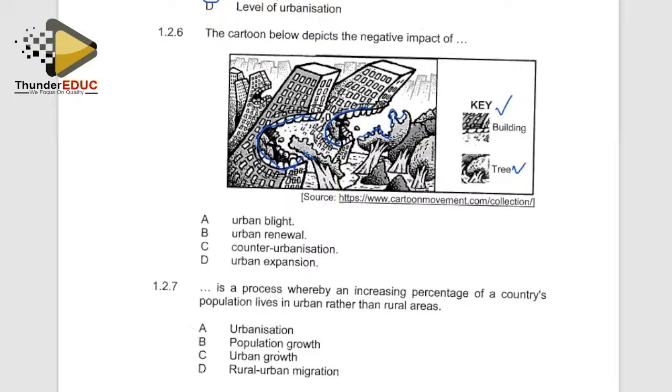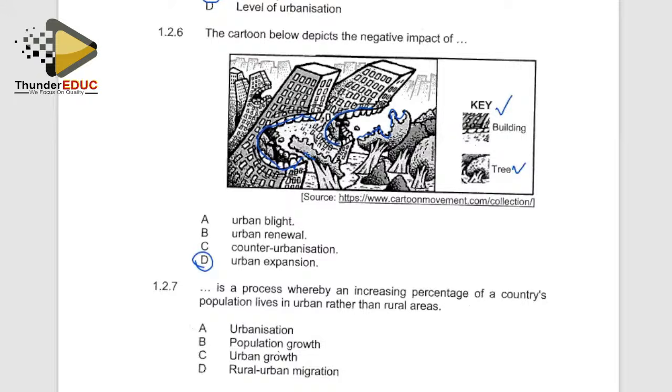So that is a typical example of urban expansion, the physical growth of urban areas. The urban area is growing and eating up into the natural environment. The buildings, as portrayed there, are encroaching into an area which was once rural or farmland.